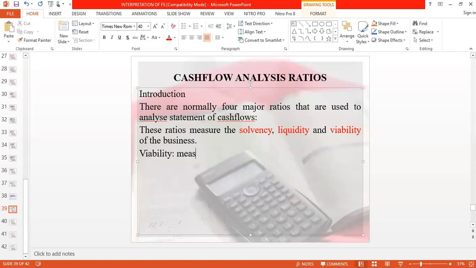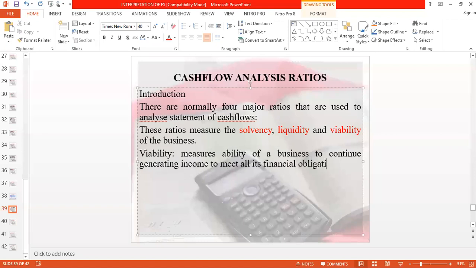Viability measures what? Ability of a business to continue generating income to meet all its financial obligations. So that looks at ability of a business. Viability looks at ability of a business to generate income to meet all its financial obligations.